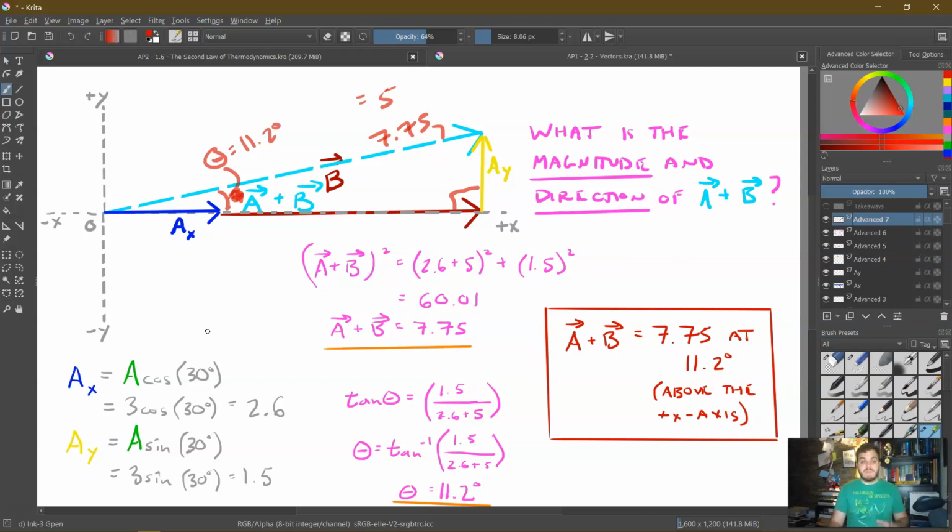Now, this one was simple for the direction because it was already defined from what we usually say is 0 degrees. But if you want to be real specific, I could still say 11.2 above the positive x-axis. It's very important you mention positive or negative. If it was above the negative x-axis, it would be over here, and that is not what we want.